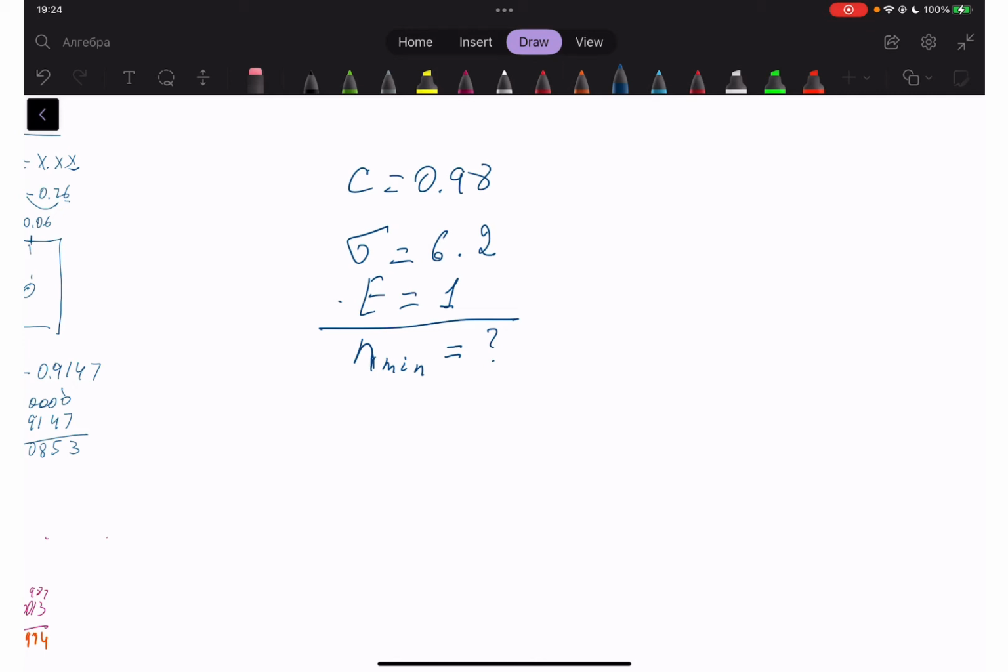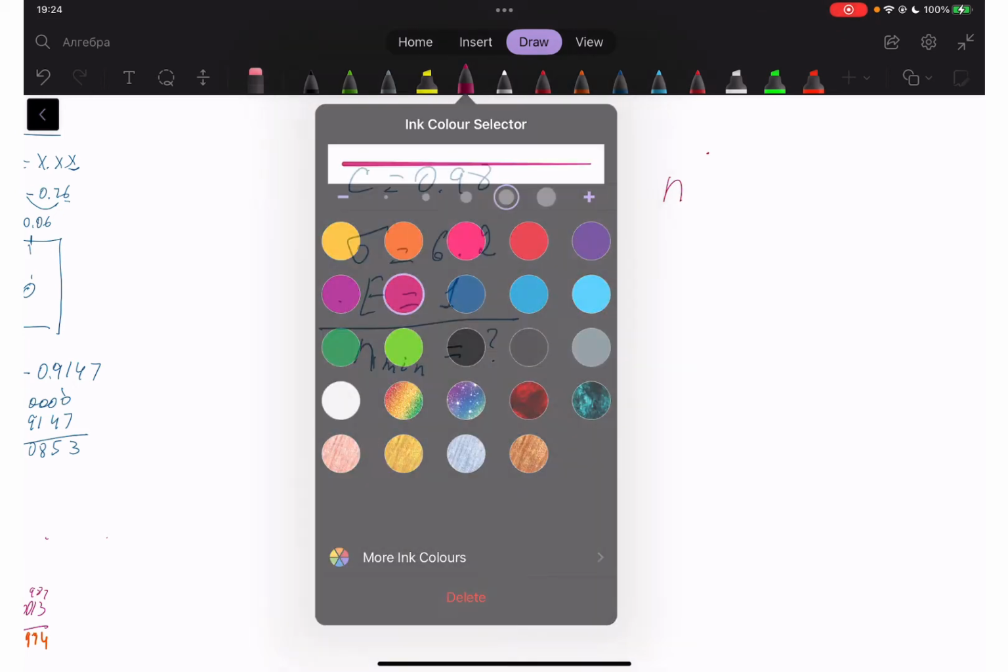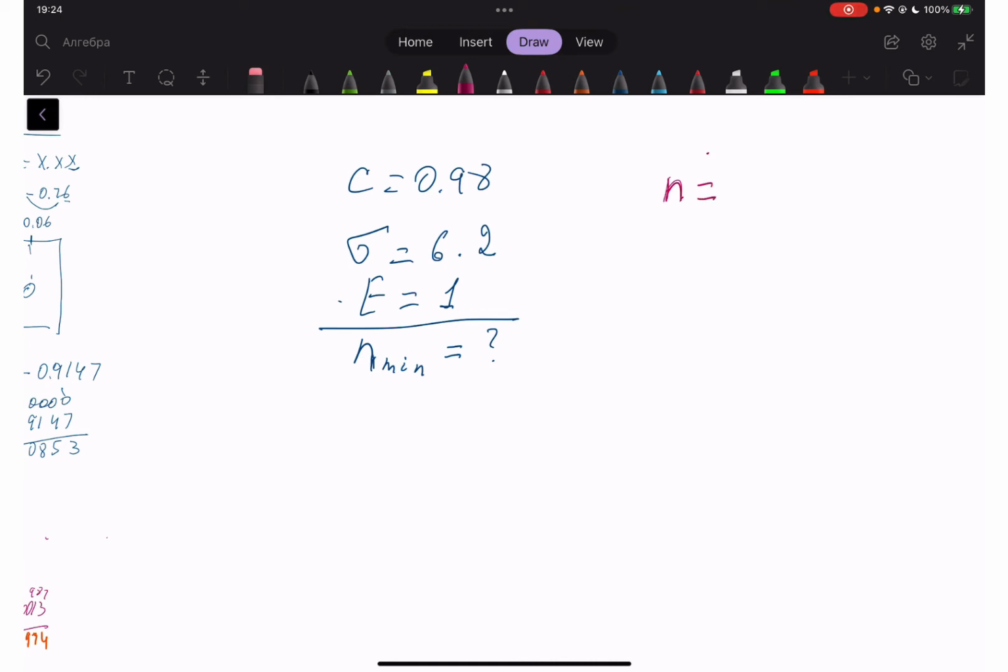For that reason, we are going to use the formula sample size n is equal to z critical times sigma divided by error, and all this squared. So we have error, we have sigma, but we don't have the z critical. But at least we have the confidence interval. So based on confidence interval, we can find our z critical, correct? Okay, let's see how we're going to figure this out.